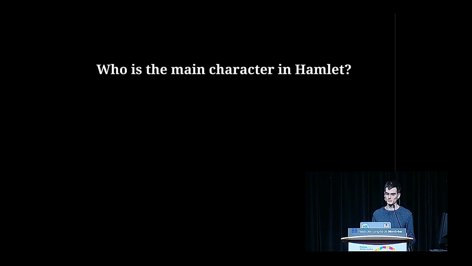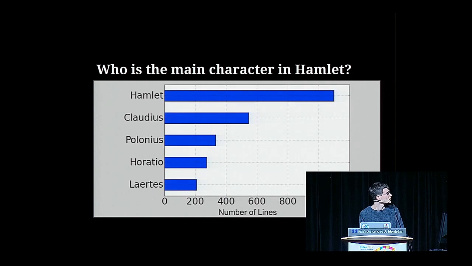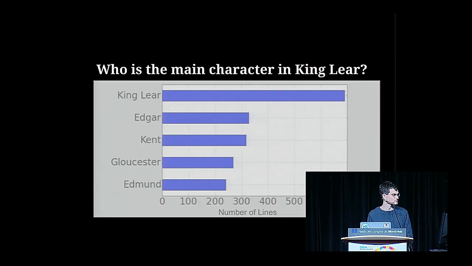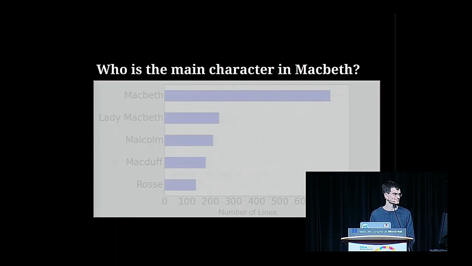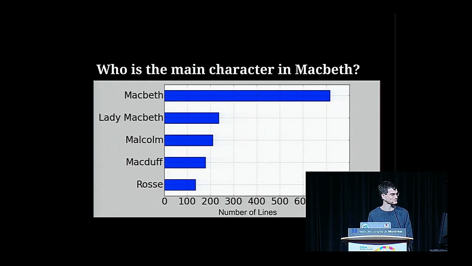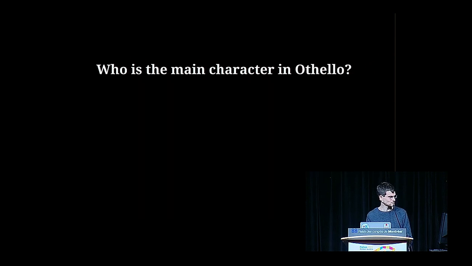So we might ask, who's the main character in Hamlet? And if you look at these graphs, it's clear that Hamlet has by far the most amount of lines in Hamlet, more than twice as much as the person with the next most amount of lines. In King Lear, we see the same thing. Anyone want to guess who has the most amount of lines in Macbeth? No surprise there, it's Macbeth again. And Othello?